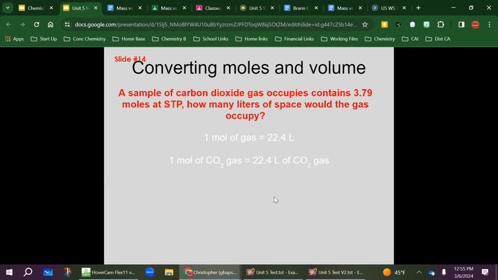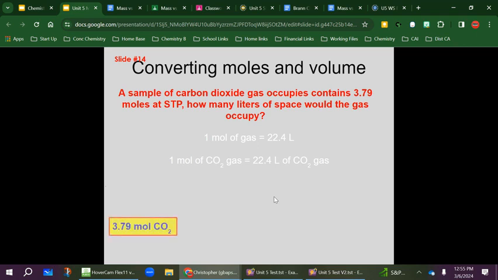Now, I will tell you this on your quiz. Even though I don't need to know what this is to use this conversion factor, I give you a point for writing the correct formula for the substance that we are talking about. So you get a point for writing CO2.